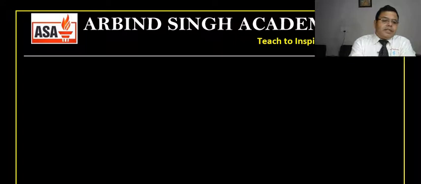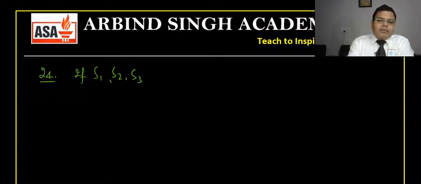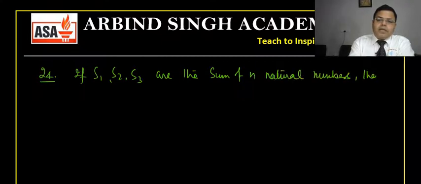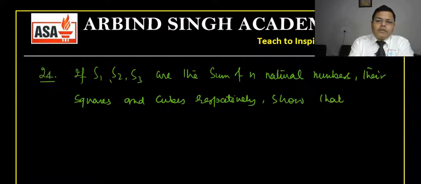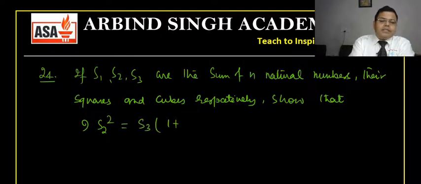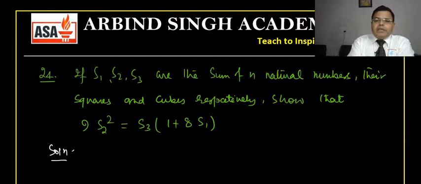Now question number 24 is given. If S1, S2, S3 are the sums of n natural numbers, their squares and cubes respectively, then we need to show that 9 S2 whole square is equal to S3 into (1 plus 8 S1). So we can write the solution. We know S1 is the sum of n natural numbers.